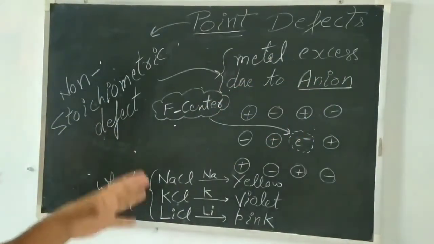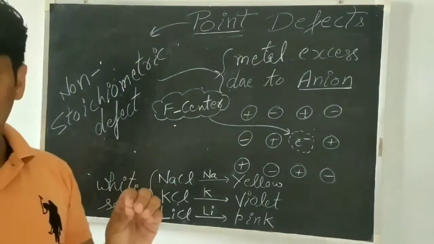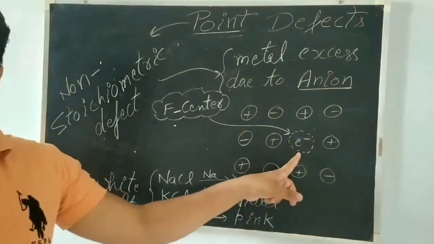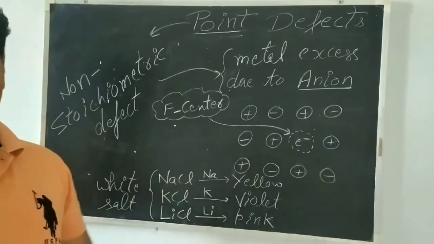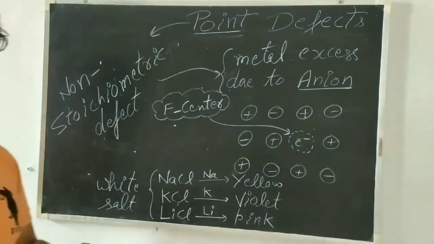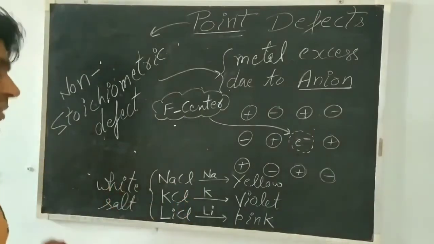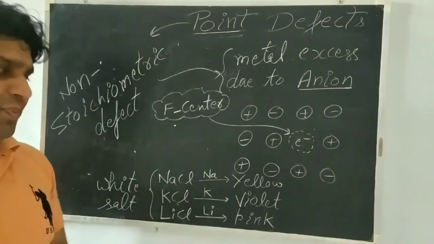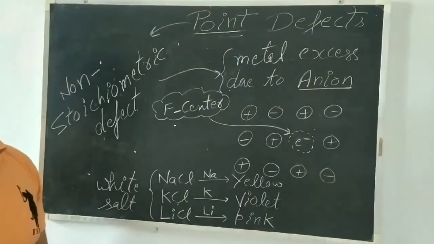In this defect, some of the anions are missed from their lattice site. Anionic species are missed from their lattice site and cause an anionic vacancy. That anionic vacancy traps an electron. Like when sodium chloride, which is a white salt, is heated in the presence of sodium vapors, its color changes from white to yellow.